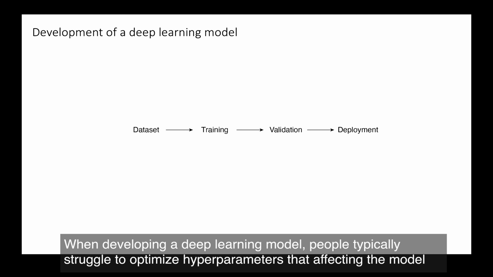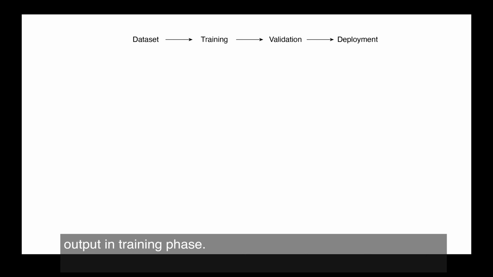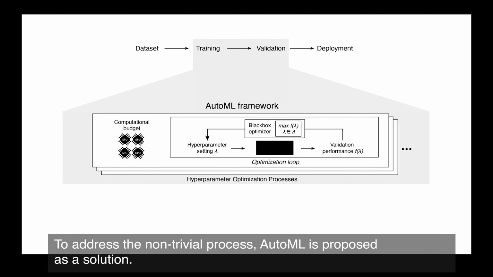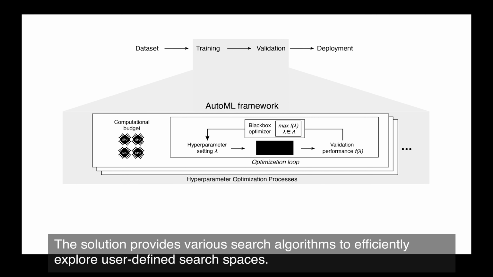When developing a deep learning model, people typically struggle to optimize hyperparameters that affect the model output in the training phase. If the performance is not satisfactory in the validation phase, practitioners have to go back to the training phase again and again. To address this non-trivial process, AutoML is proposed as a solution.